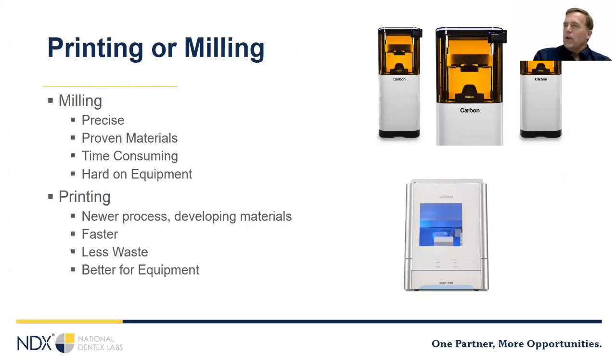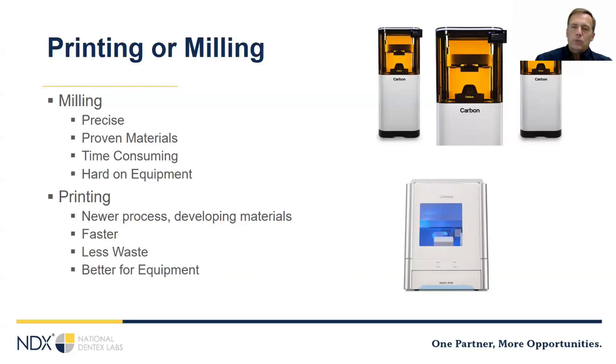So here we get to the printing or milling thing. I would say from a theoretical perspective, printing is better. 3D printing intrinsically has less waste and can work more quickly. But a couple of years ago, milling definitely had the edge. Milling is intrinsically more precise, and proven PMMA pucks available either in single shade or multi-shade gave the lab the ability to deliver a high-strength aesthetic denture.